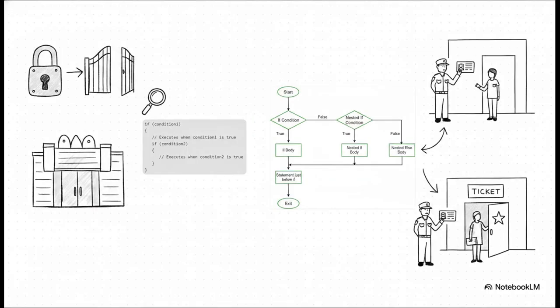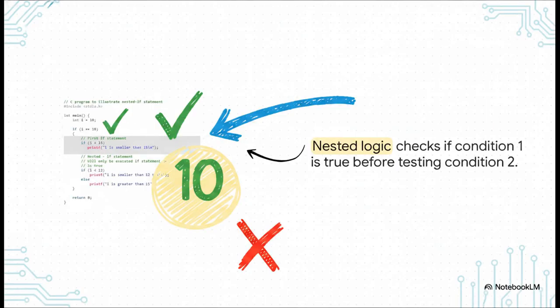For layered complexity, we can nest an if statement directly inside the body of another one. That means the second check only happens if the first check is already true. Think of it kind of like a security checkpoint. You check their ID first. If the ID is valid, you let them into the lobby. Once in the lobby, there's a second if statement checking their ticket to see if they can actually enter the theater. Let's trace the path on this code here.